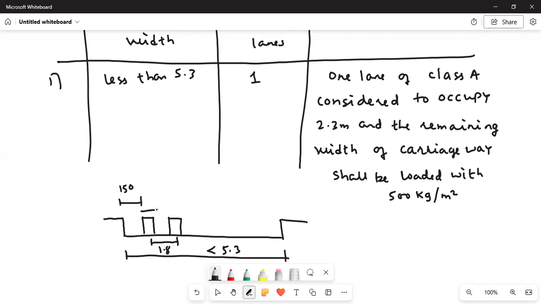The class A loading you will put like this. This is class A loading. And the remaining width of the carriageway shall be loaded with 500 kg per meter square. So this is how the loading will be when the carriageway is less than 5.3 meter. You will put one lane of the class A loading with some clearance, and the remaining width of the carriageway shall be loaded with 500 kg per meter square. You got this?